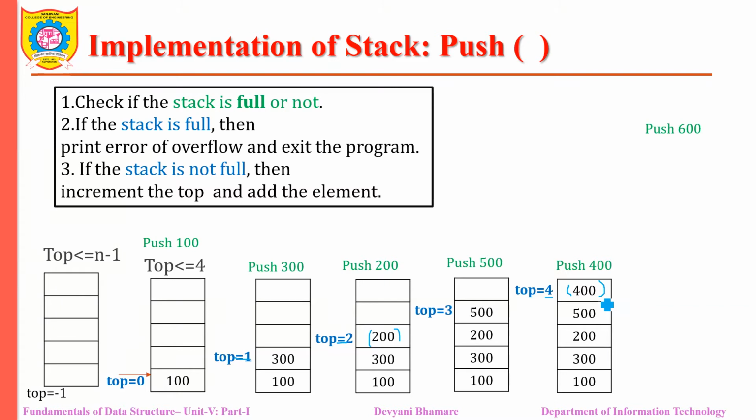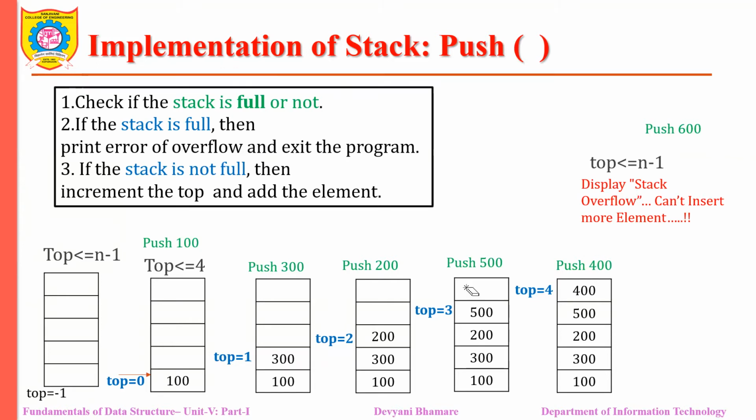And now we have to push that 600. Then we need to check whether the stack is full. The condition of the stack being full is that top is less than maximum size; then we can insert that element. But here in this case we are getting that top is greater than or equal to 4, so we can say that the stack is full. Then we need to display that the stack is full and we can't insert that element onto the stack.